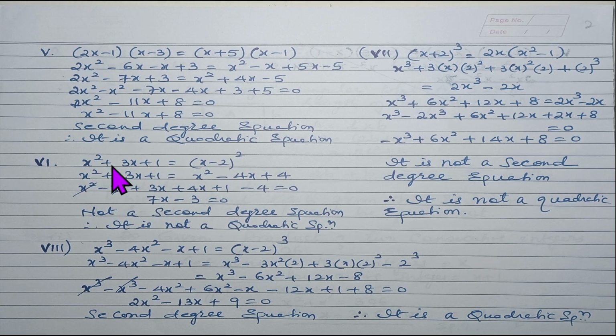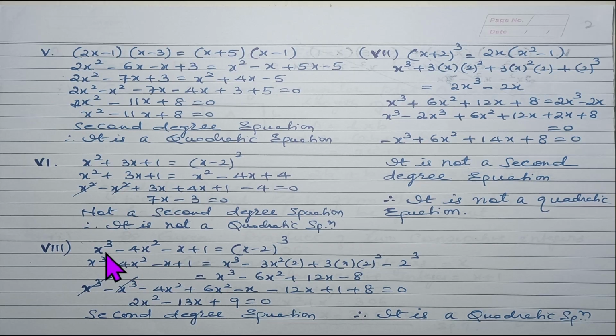Now the next example is x square plus 3x plus 1 and x minus 2 whole to square. Now apply the identity here, a minus b whole to square, that is a square minus 2ab plus b square, therefore we get x square minus 4x plus 4. Now bring all the terms to the left, we get x square minus x square plus 3x, minus 4x becomes plus 4x, plus 1 plus 4 becomes minus 4 on LHS equal to 0. Simplifying, we get 7x minus 3 equal to 0. It's a polynomial equation of first degree, therefore it is not a quadratic equation.